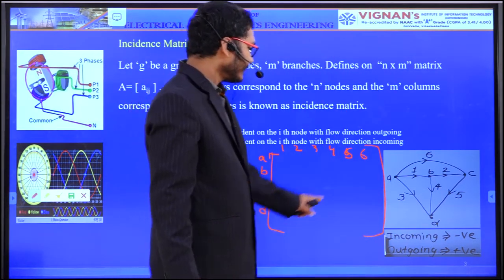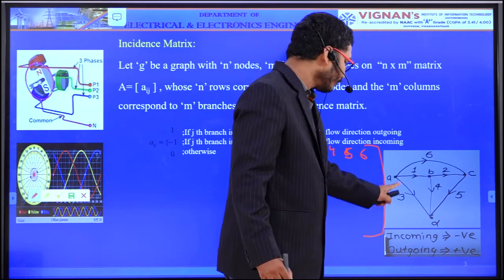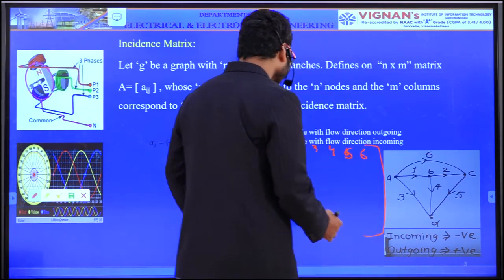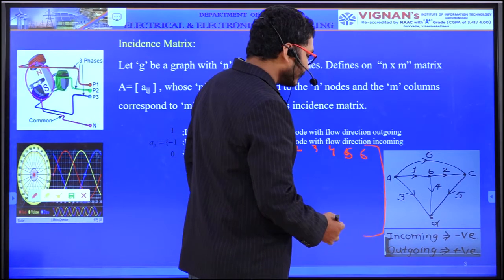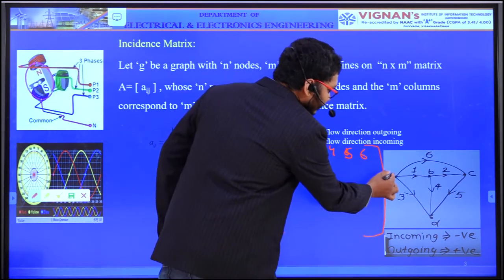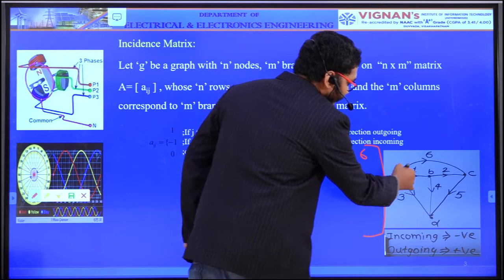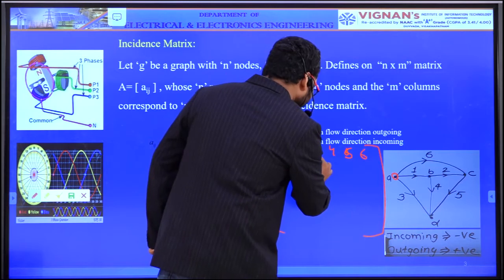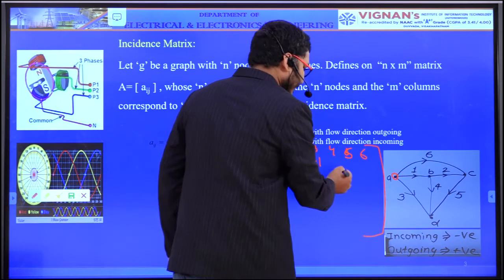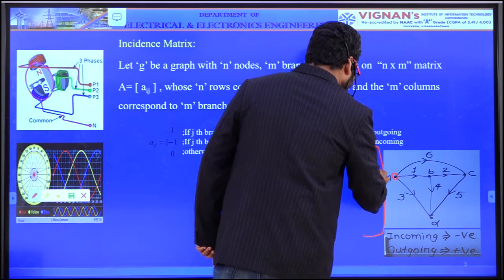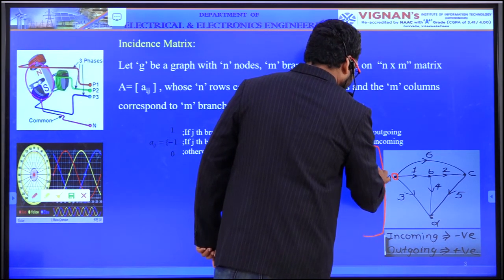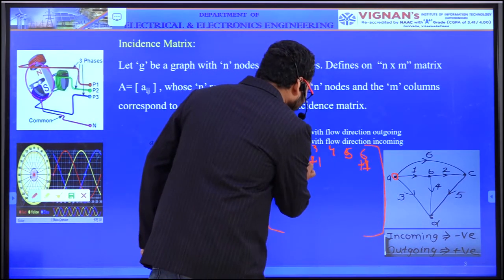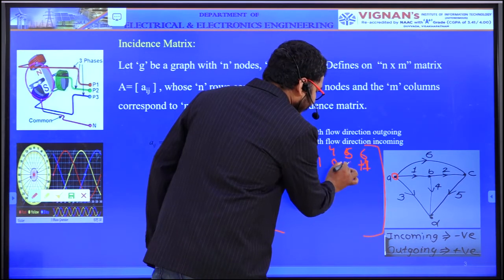See now, for node A, which branches are interconnected? Branches 1, 3, 6 are interconnected. For this node, all of them are in leaving direction, so each of these is plus 1. The remaining are not incident, so we consider them as zeros.